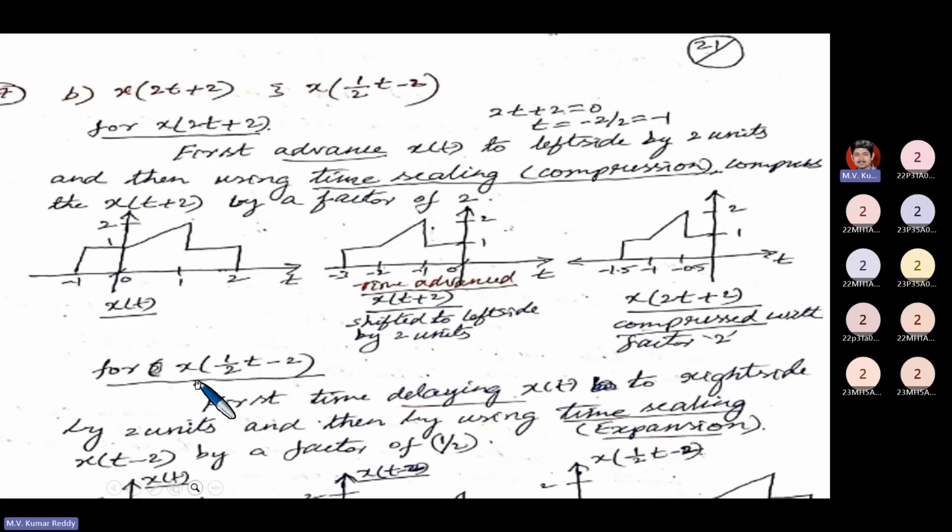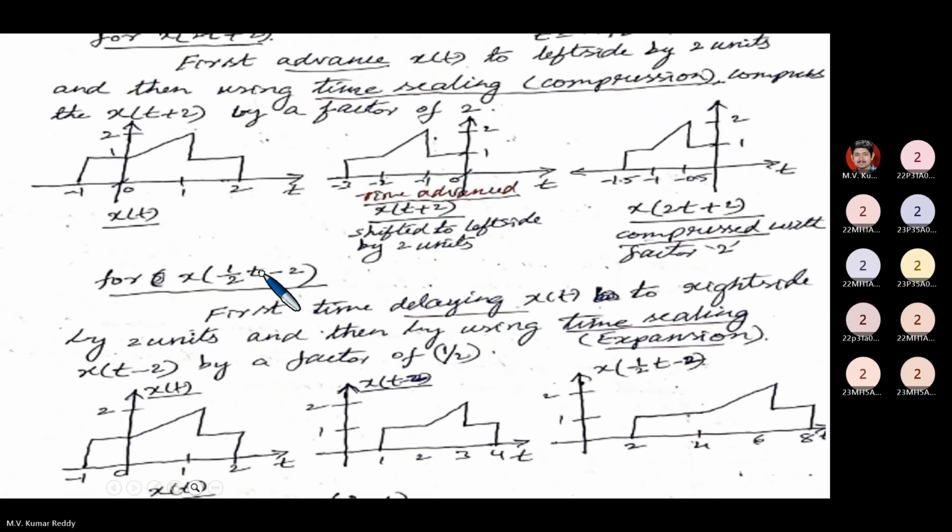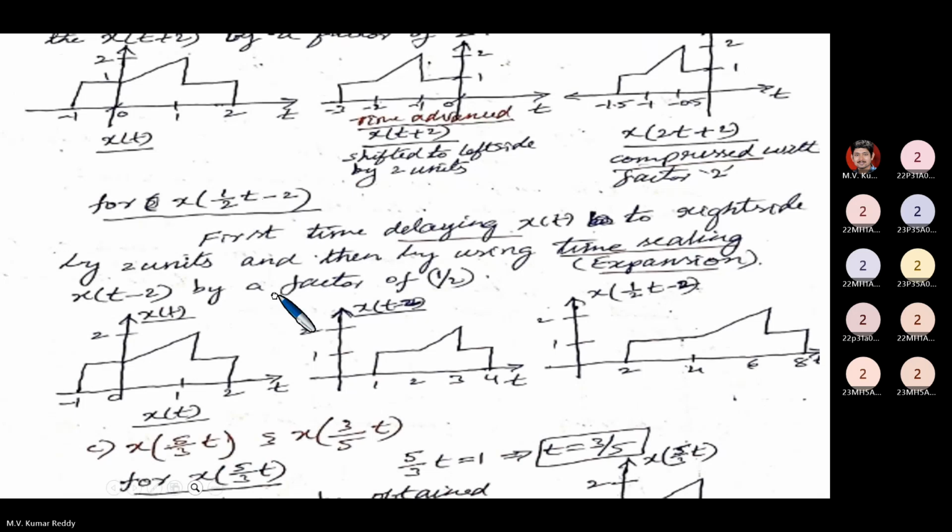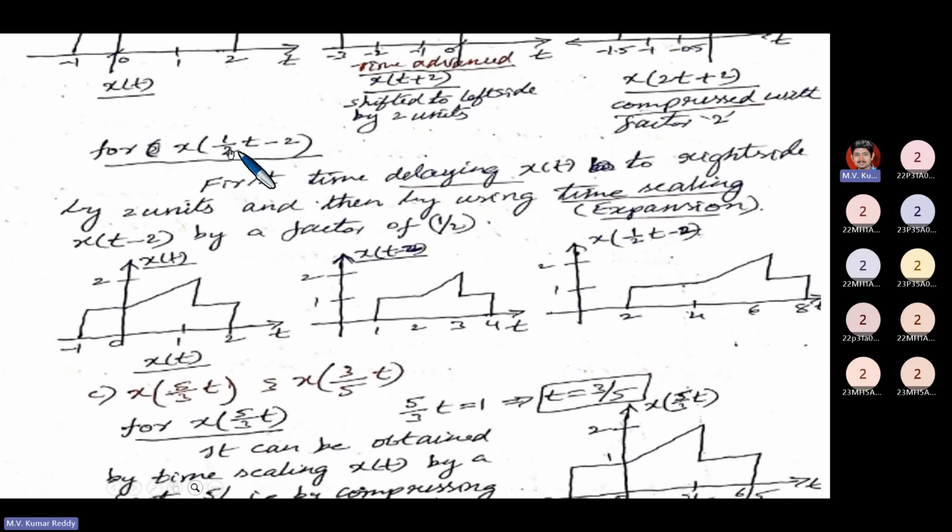Next, the second problem. What is the second problem? x of 1/2 t minus 2. Now here, minus 2 is equal to 0, that is t is equal to 2. Every time you have to write the original signal, that is x of t. So this is the original signal x of t.